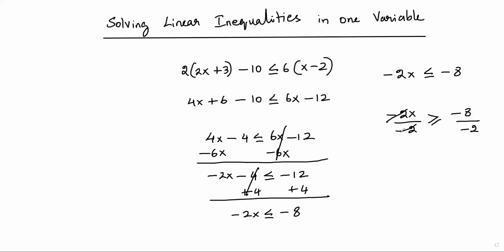So negative 2 and negative 2 will cancel out. 2 goes into 2 one time, 2 goes into 8 four times. The negatives will cancel out. So x is greater than or equal to 4. x can be any value which is equal to 4 or greater than 4.